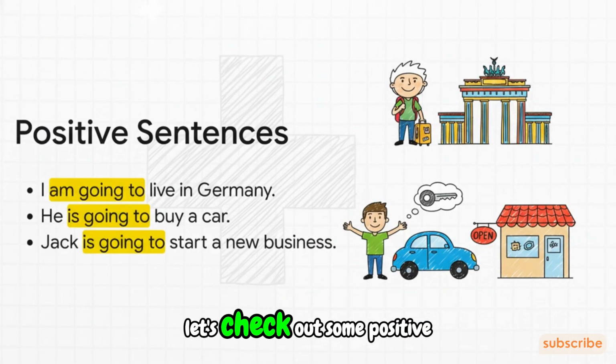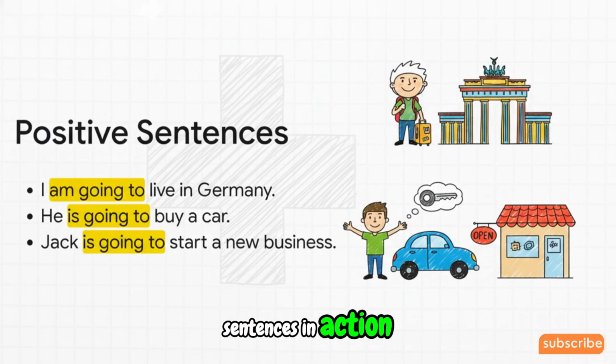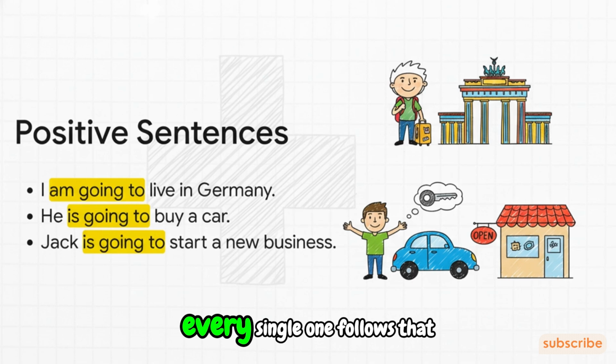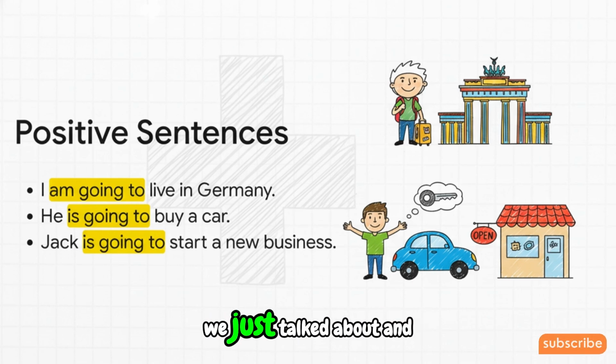All right, let's check out some positive sentences in action. I am going to live in Germany. See, that's a clear plan. He is going to buy a car. That's an intention he has. Every single one follows that simple formula we just talked about.